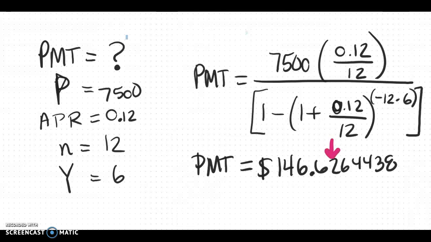So whenever we're talking about money, we want to round to the 100th place. So I'm going to look one over, and because this number is 5 or more, I'm going to round that number up one. So this will be the monthly payment.